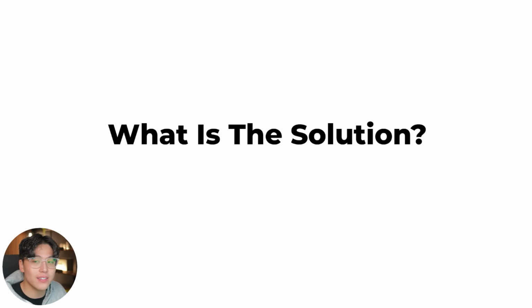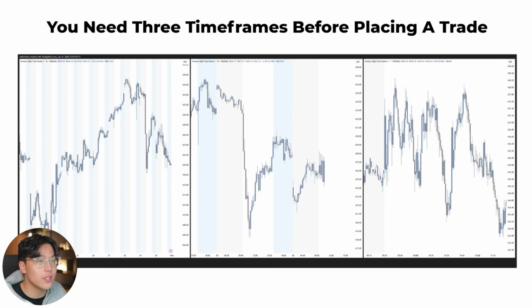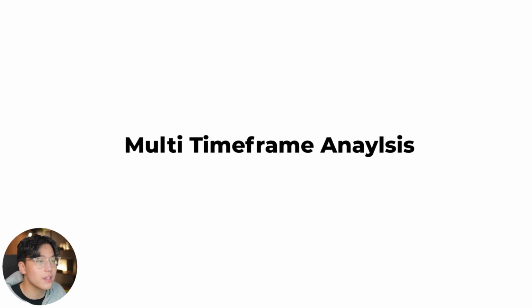So what is the solution that we have? The solution is that we need 3 time frames before placing a trade. And as you can see, I have a 3 chart layout. I'm going to show you guys what the layout looks like a little bit later, but we have this 3 chart solution. We have a higher time frame, medium time frame, and we also have a lower time frame. This is also called multi-time frame analysis. I'm sure you guys have heard this before, and this is one of my favorite topics to touch upon: multi-time frame analysis, or top-down analysis.